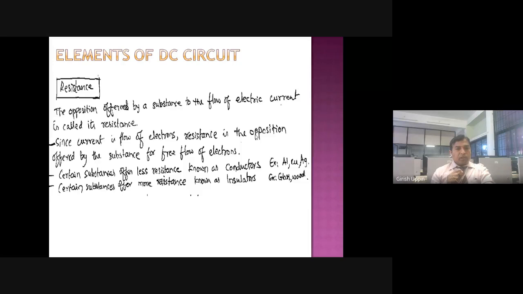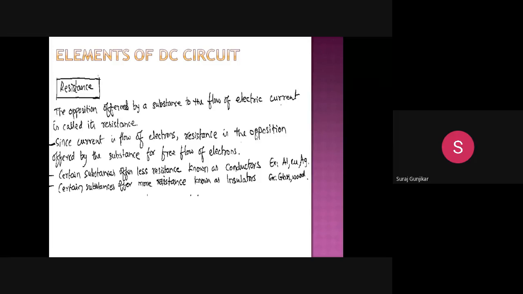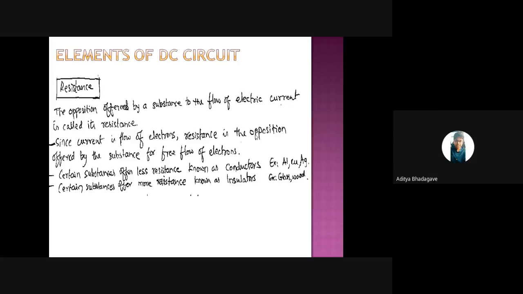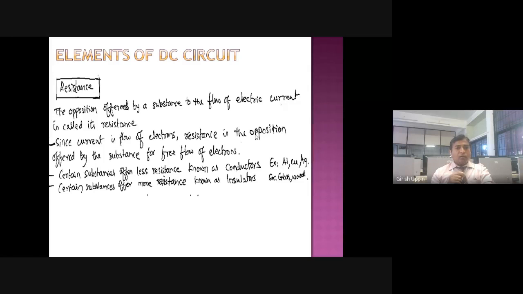And the examples for the insulators are paper, rubber, plastic, wood, stick, glass. Those are very good insulators, meaning they offer very high resistance. They will not allow electrons to freely flow through their body.